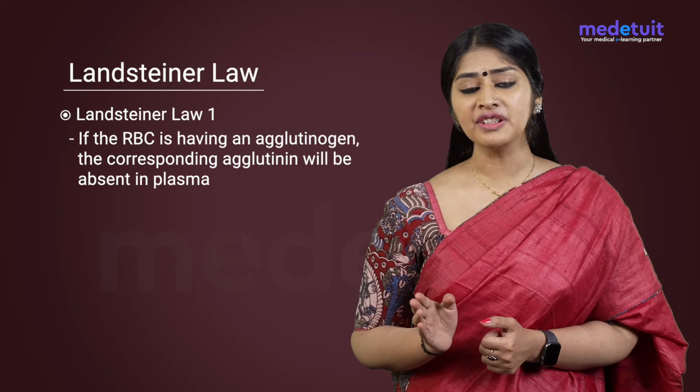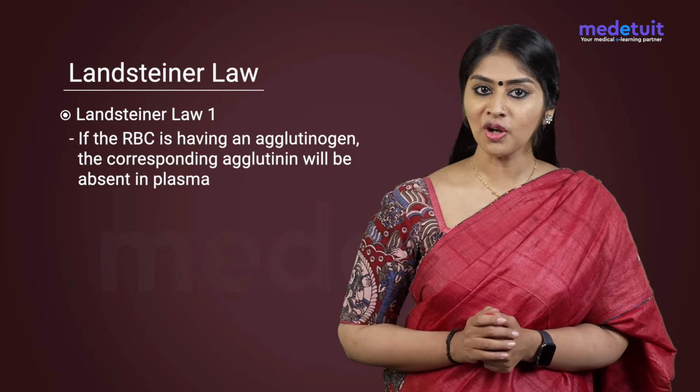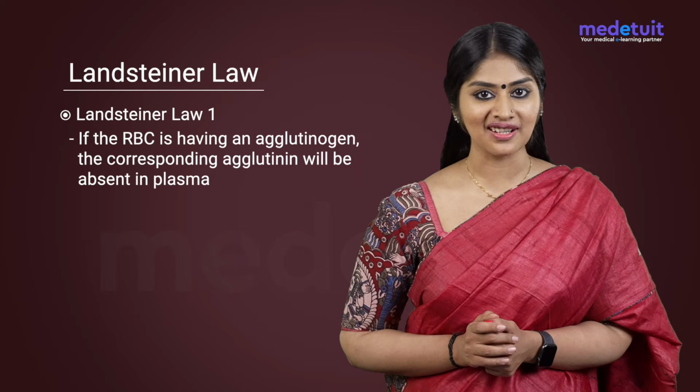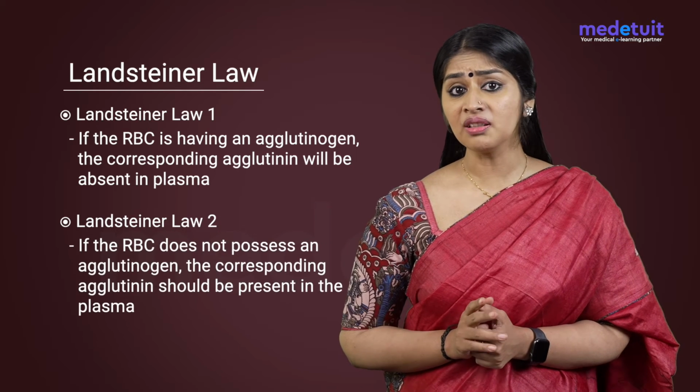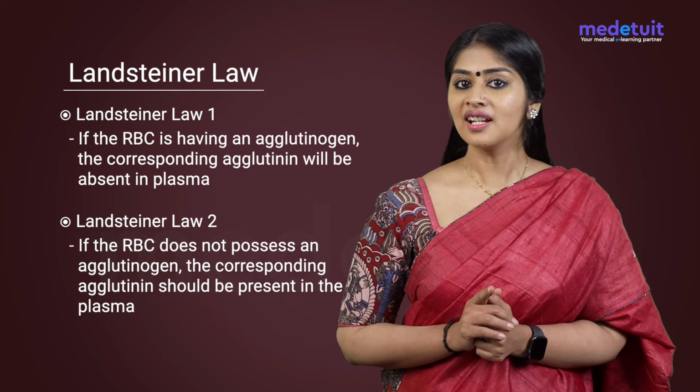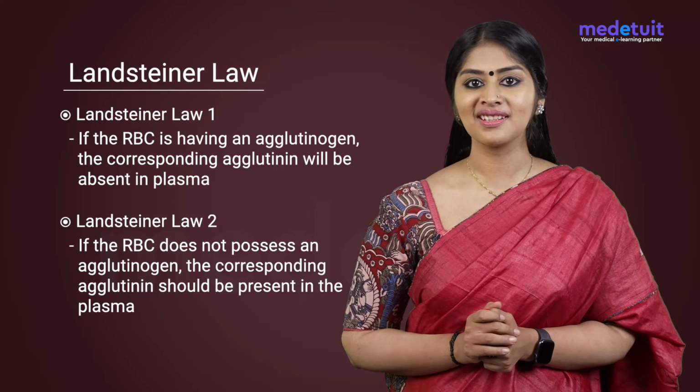From this observation, Landsteiner put forward the 2 laws. Landsteiner law 1: if the RBC is having an agglutinogen, the corresponding agglutinin will be absent in plasma. Landsteiner law 2: if the RBC does not possess an agglutinogen, the corresponding agglutinin should be present in the plasma.